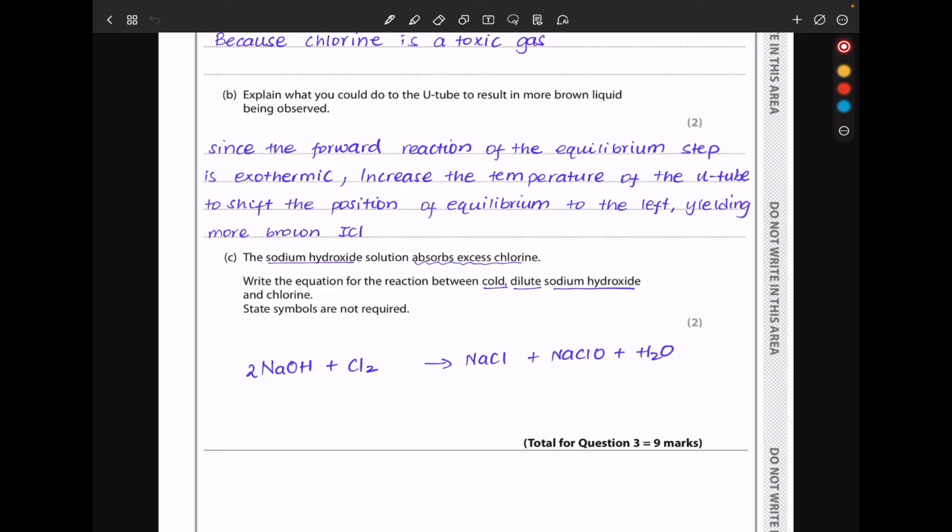And part C says the sodium hydroxide solution absorbs excess chlorine. Write the equation for the reaction between cold dilute sodium hydroxide and chlorine, and state symbols are not required. Here sodium hydroxide reacts with chlorine to give us sodium chloride and sodium chlorate(I). This is oxidation state -1, and this is going to be +1, of course, plus water.